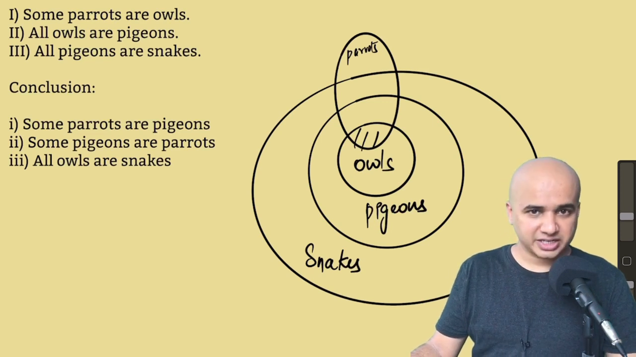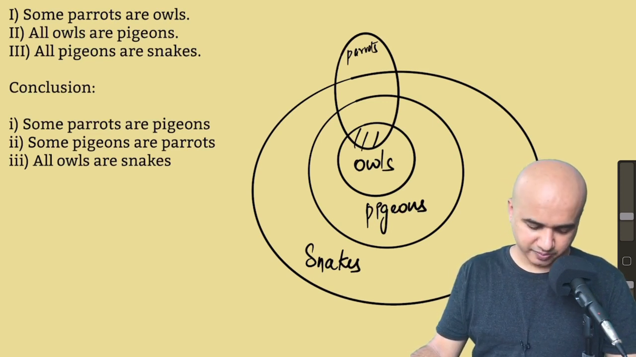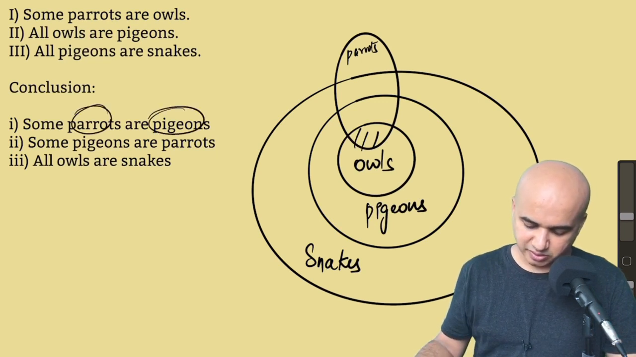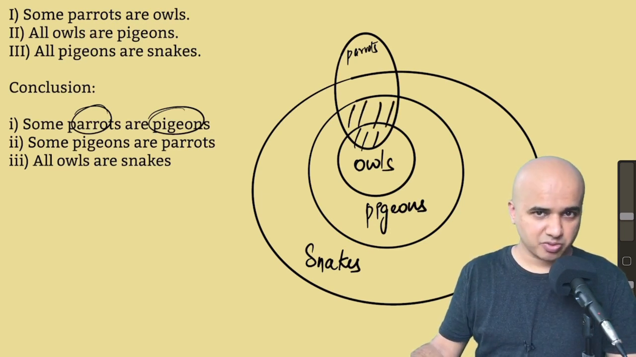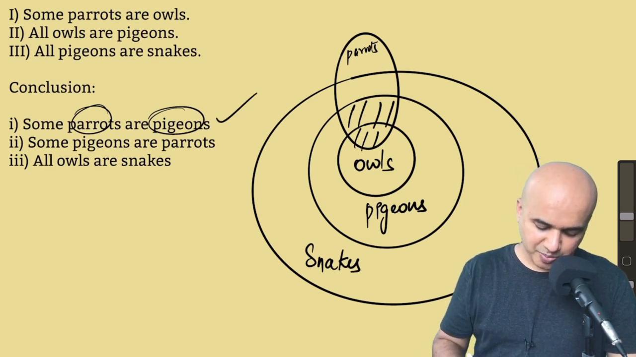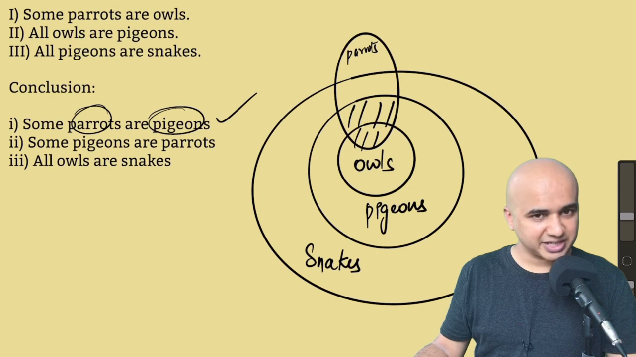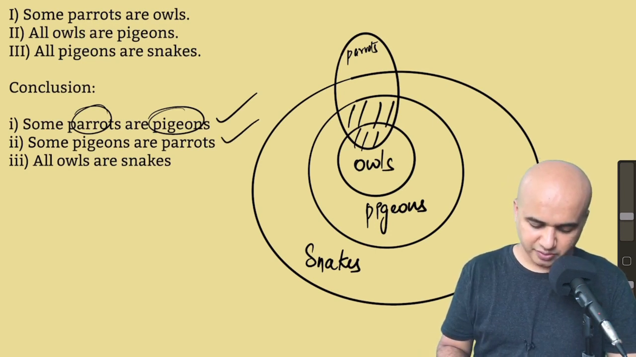So now let us look at the conclusions. The first conclusion says some parrots are pigeons. All you have to do is check if there is any common element between pigeons and parrots. Obviously, there is some common element here between parrots and pigeons. So this statement follows. Some pigeons are parrots, same thing. Some parrots are pigeons, some pigeons are parrots. Both are one and the same. So obviously, if statement 1 is true, statement 2 is also true.